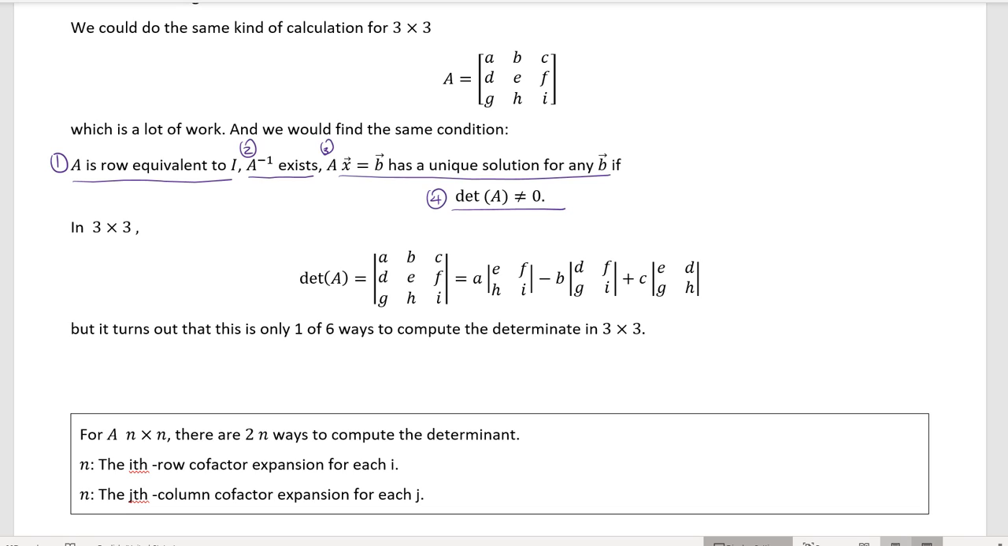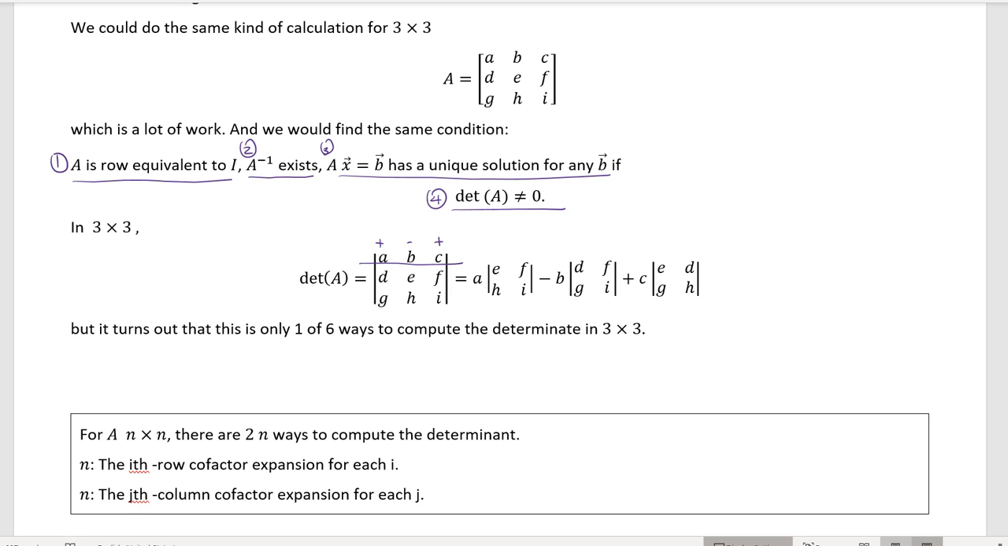Okay? And how to compute the determinants of a 3x3 matrix. So this is how we do it. First of all, we assign some sign there. The 1 entry is always positive, and then plus and minus, they alternate. So here let's choose the first row cofactor expansion.